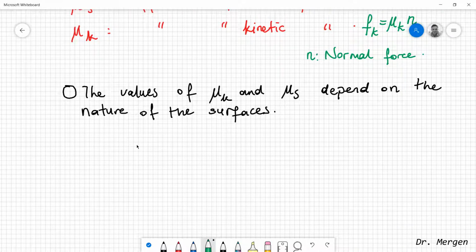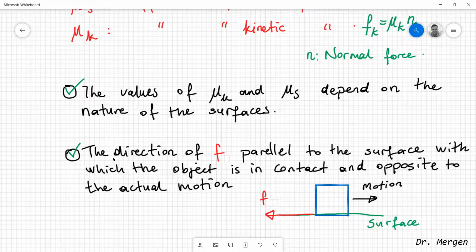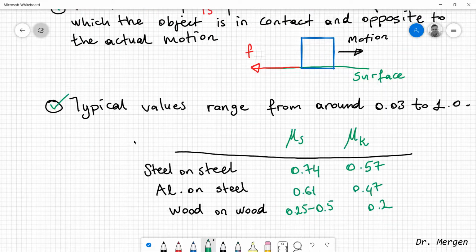Let's talk about some properties of the friction coefficients. The values of mu sub k and mu sub s depend on the nature of the surfaces. The direction of the friction force is parallel to the surface with which the object is in contact and opposite to the actual motion. Here are some numerical examples of static and kinetic friction coefficients.